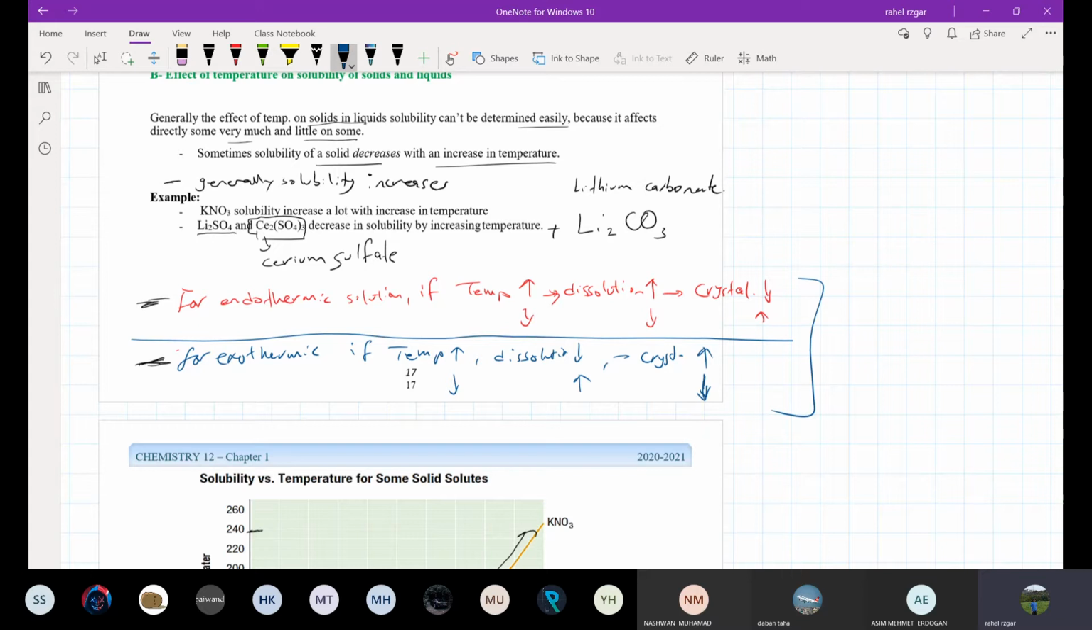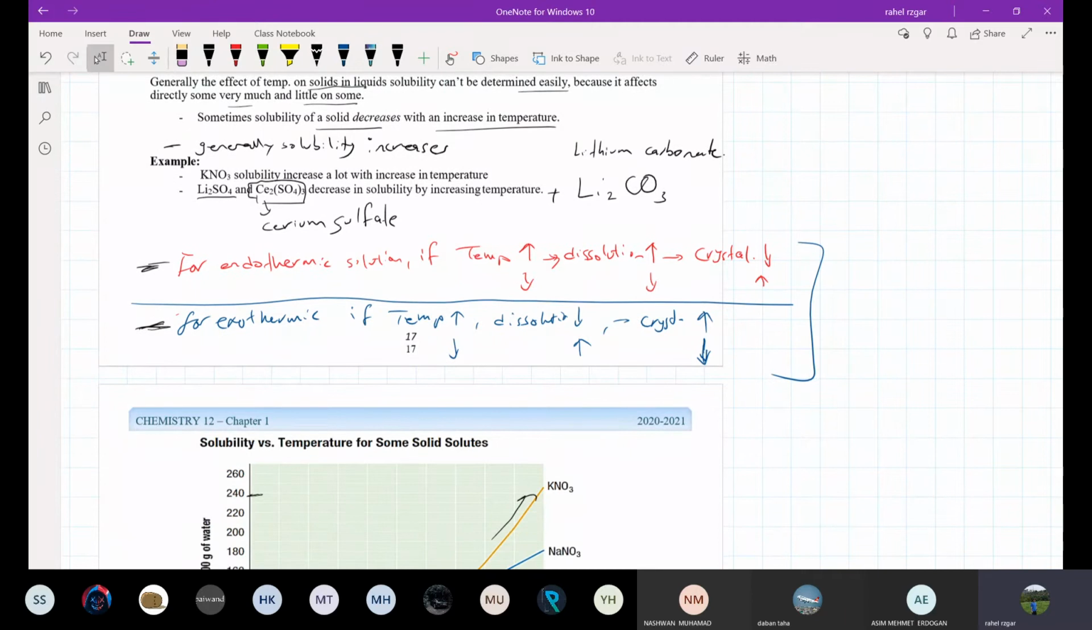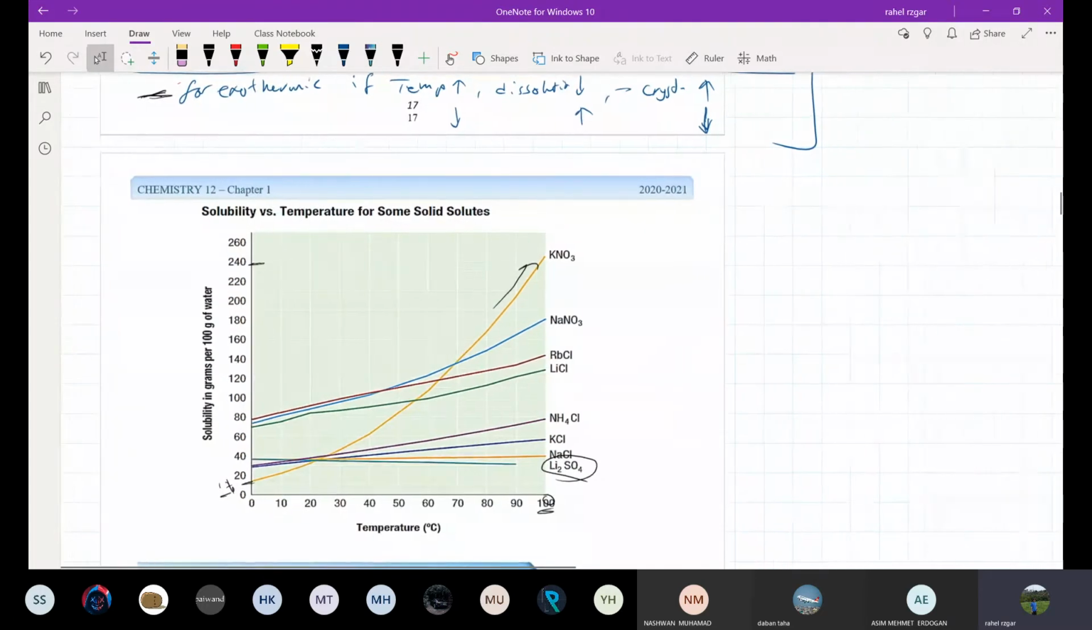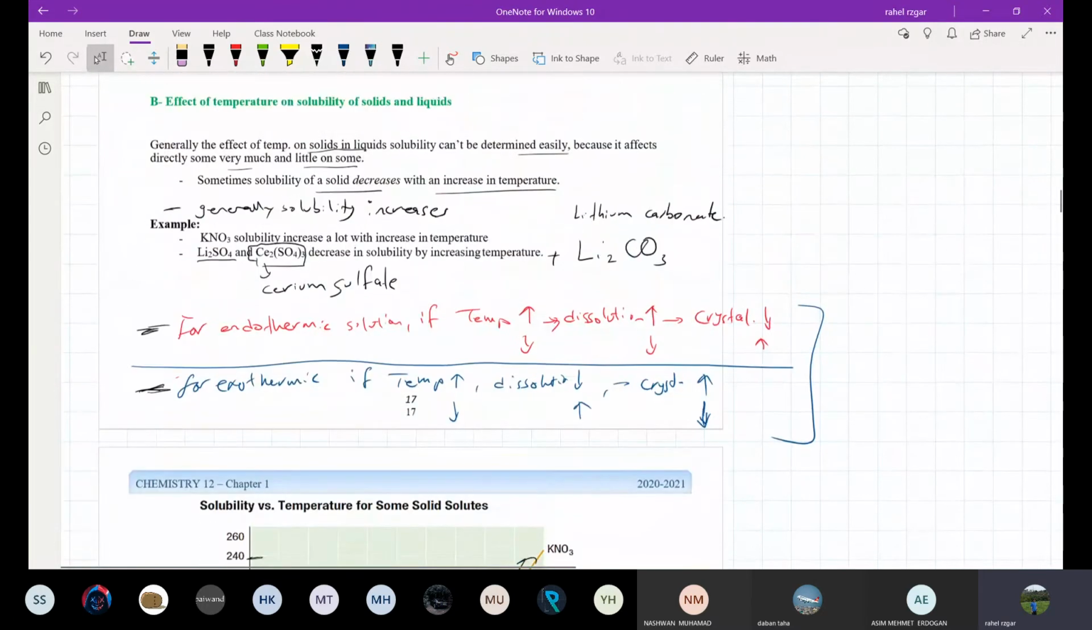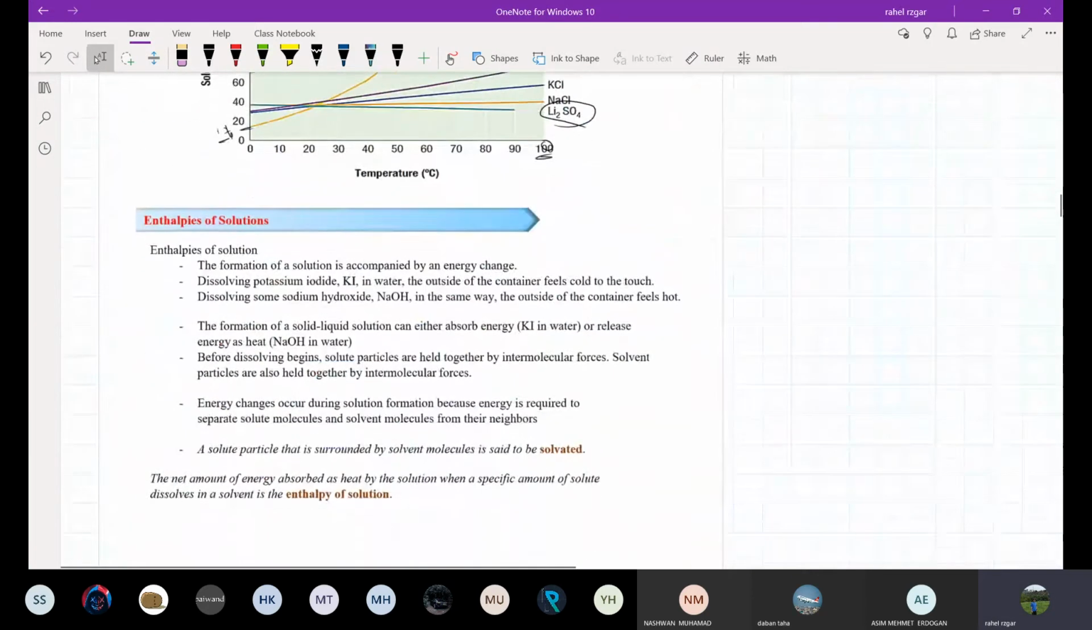If you just memorize the effect of increasing temperature for the different solutions, you understand, you can find the other one for decreasing temperature as well. All right, we will leave this note here until we understand something else. So that was the effect of temperature on solubility of solids and liquids. All right, any questions?